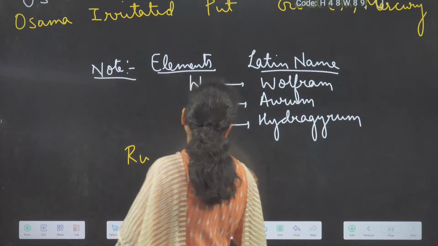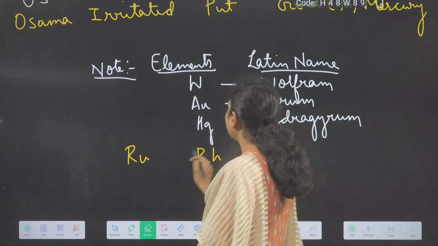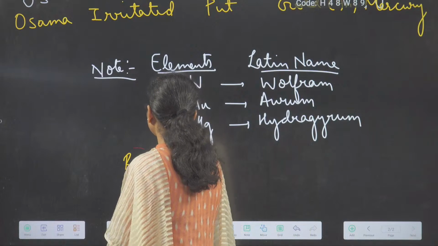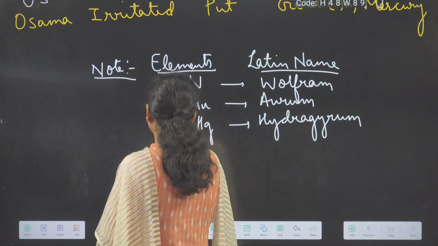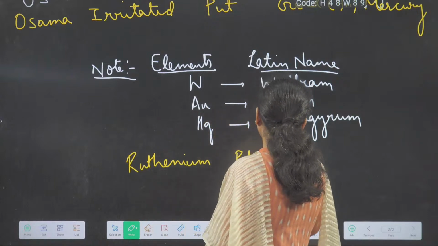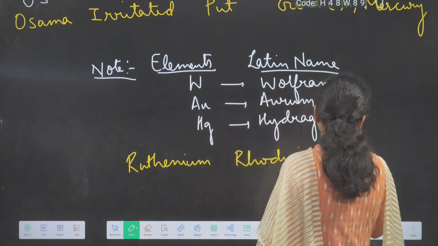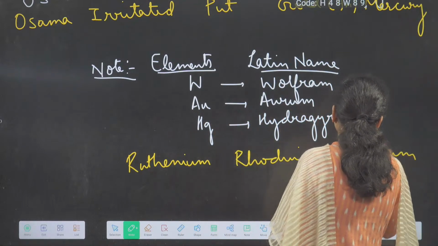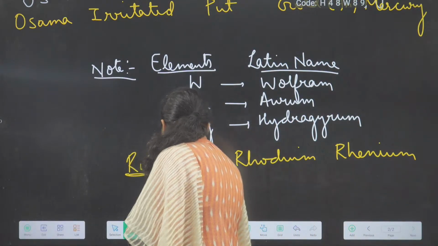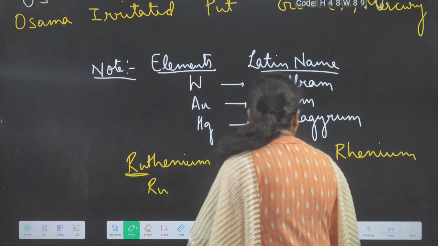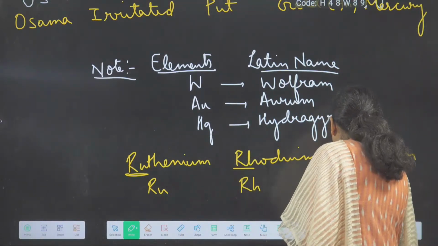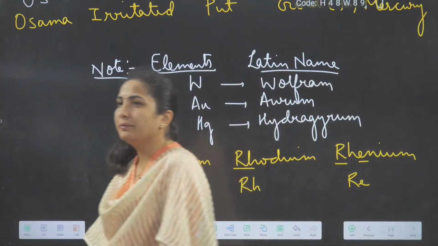Now the thing is, if at all you go for writing ruthenium, rhodium and rhenium, let me write them down: ruthenium, rhodium, rhenium. They sound similar, right? Ruthenium, the first two letters are the symbol. Rhodium, the first two letters, RH. Rhenium, you cannot write RH, so you take the next one, which is RE. Is it clear?